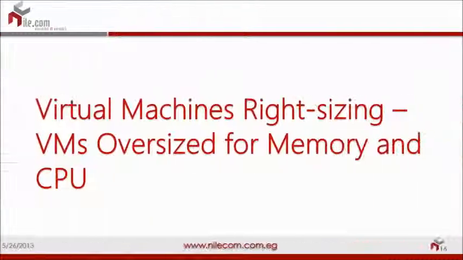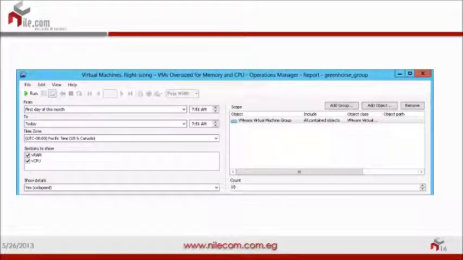The second type of report is the right sizing for your VMs. And this is very important for a large infrastructure as well as a small infrastructure. So you specify in the report the collection of virtual machines that you want, and you specify the sections that you're going to examine. In our case, it's going to be the memory and the virtual CPU. And of course, you specify the time frame that you want.